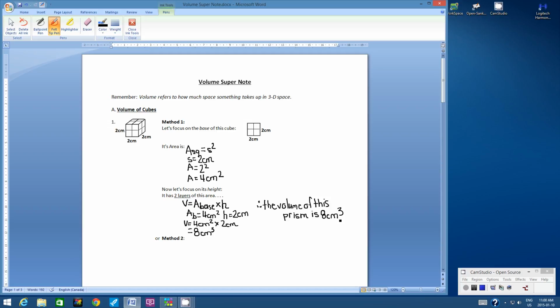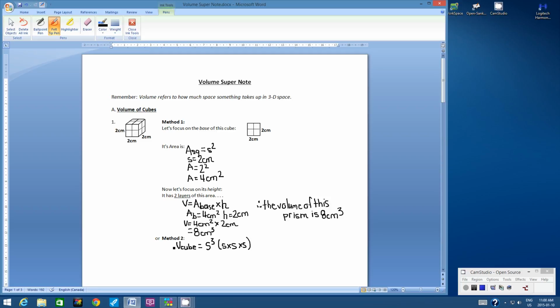So let's talk about method 2, which is probably the method you learned last year. We have a formula for volume of a cube. So let's write volume of a cube equals, I'm wondering if you remember it from last year. Well, the volume of a cube is s to the power of 3. Now I want you to write that in brackets here. What does that mean? That means s times s times s. It does not mean s times 3. It means s multiplied by itself 3 times.